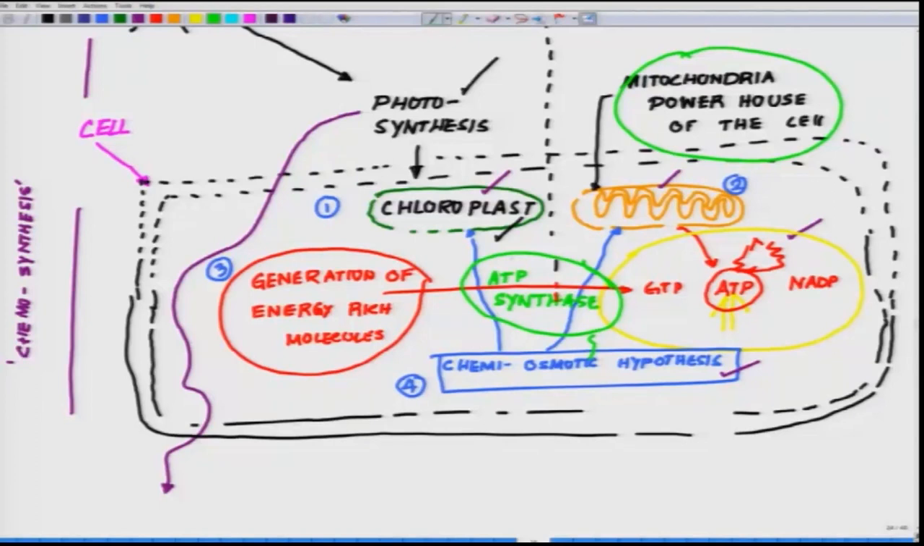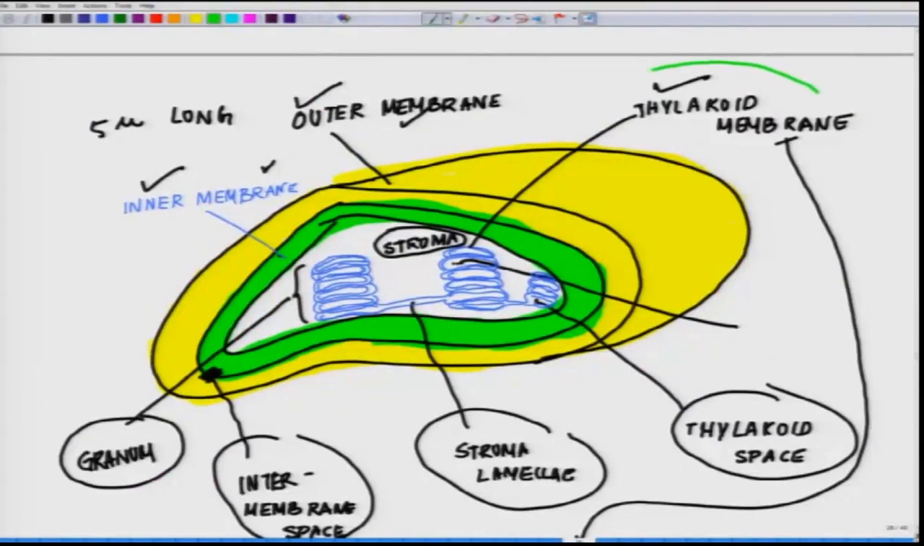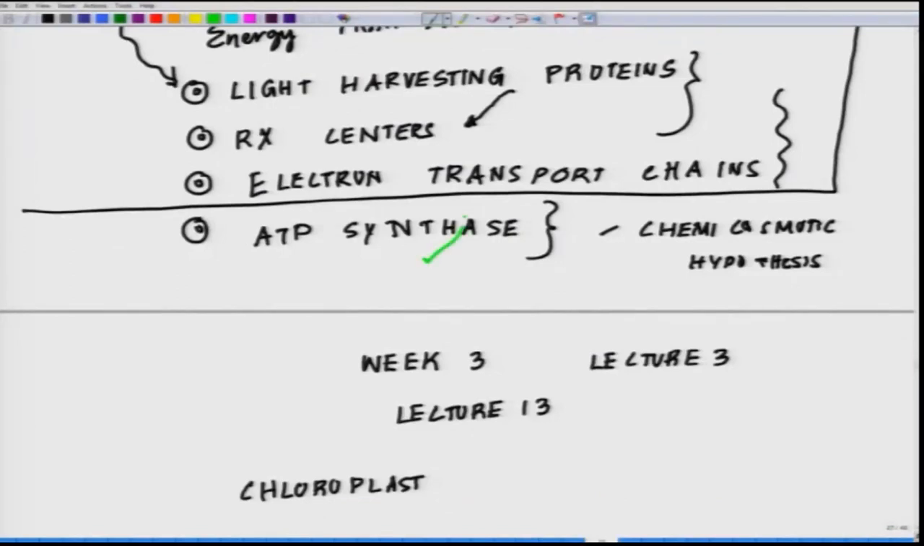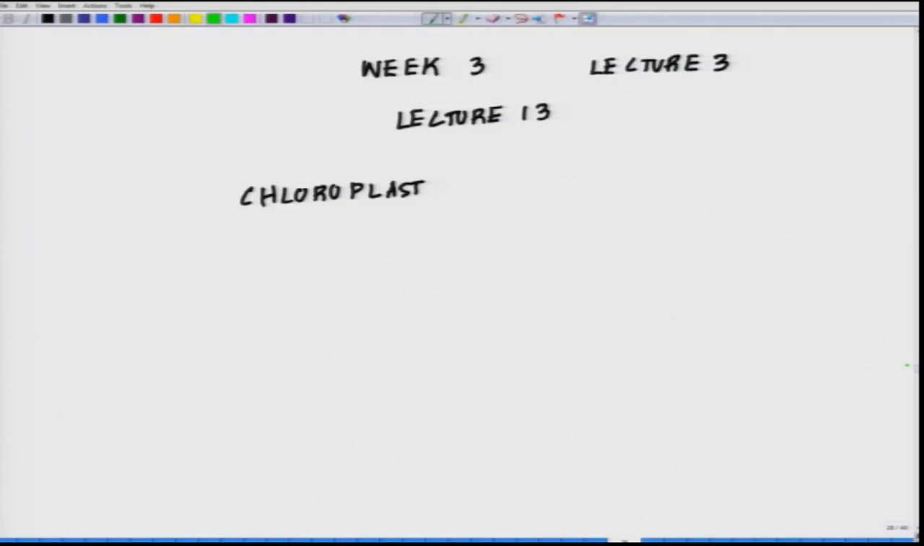Now, ATP synthase in the chloroplast is located in the thylakoid membrane. If you really look at the chloroplast, the thylakoid membrane has nearly equal amounts of lipids and protein, and the lipid composition is highly distinctive. About 40% of the total lipids are galactolipids, and 4% are sulfolipids.